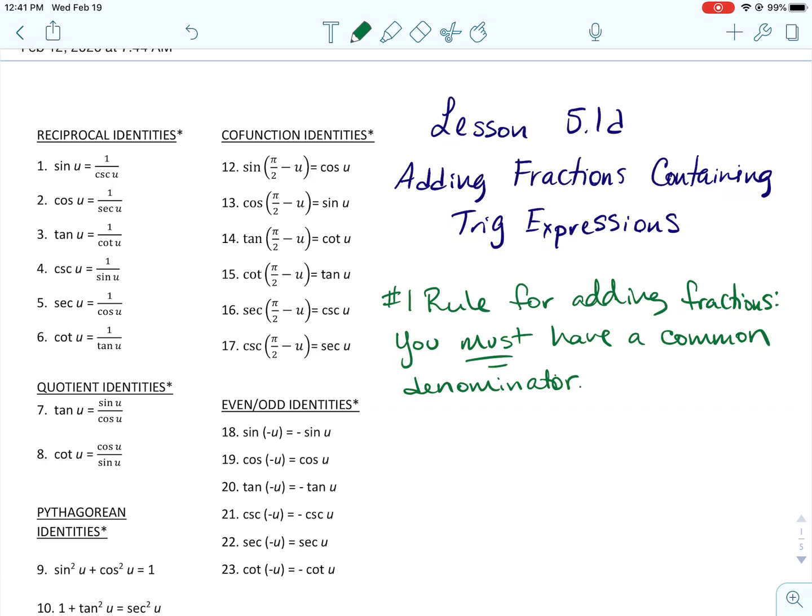Now, we have been finding common denominators and adding and subtracting fractions all year. So this is not new. The new part of it is there's some trigonometry involved, and then after we add, then we'll use some identities to simplify. But overall, this is a lot of the same stuff we've already done.